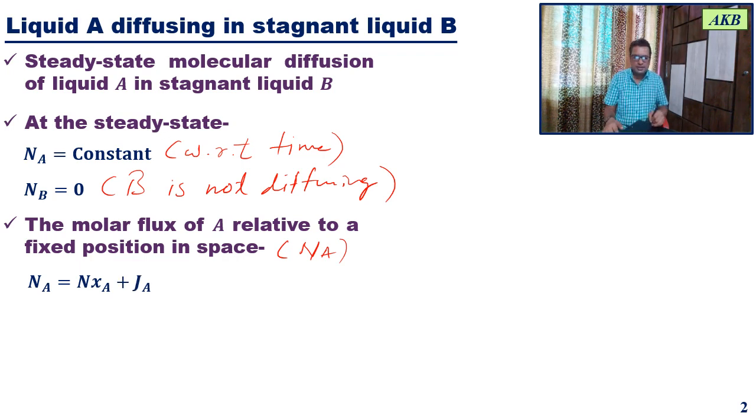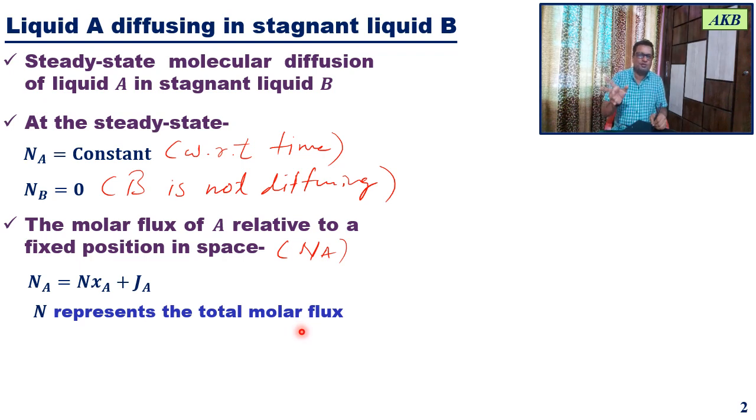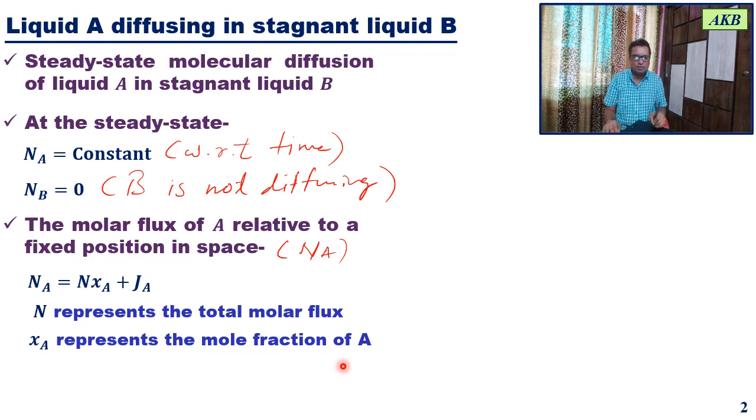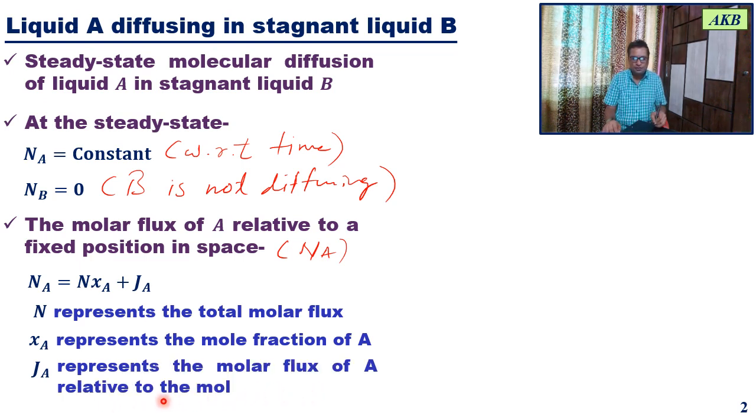So Na is equal to N into Xa plus Ja. What are the terms involved in this equation? Capital N represents the total molar flux. When there are only two components, N will be the addition of Na and Nb. Xa represents the mole fraction of component A. Whereas Ja is the other type of molar flux; here you can identify the difference between N type and J type molar fluxes. Ja represents the molar flux of A relative to the molar velocity of B.